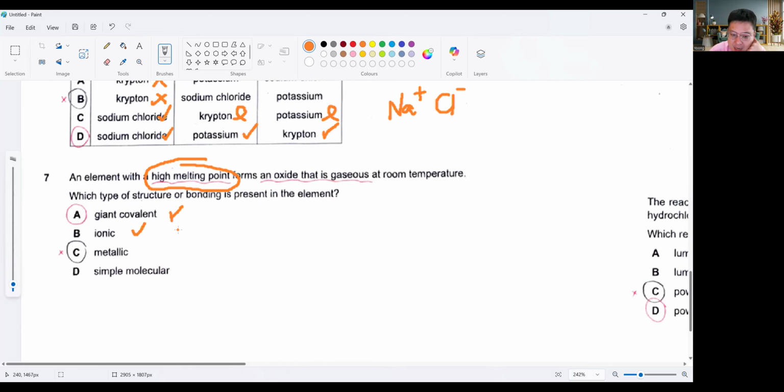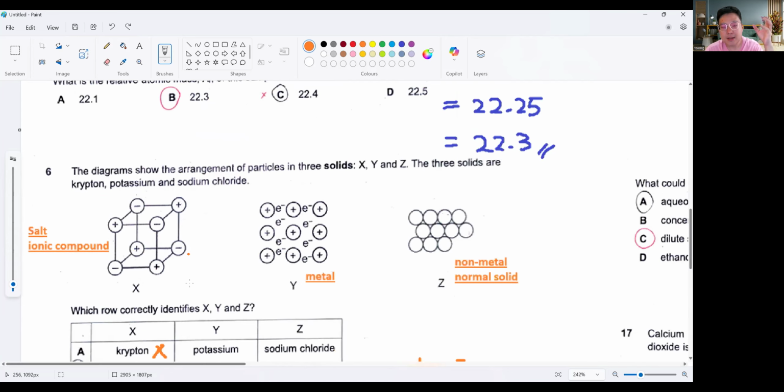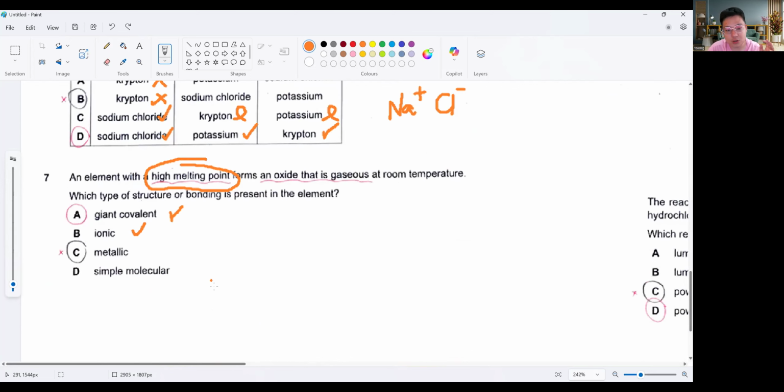yes, most of the time ionic has a high melting point because it's plus and minus, which we just learned in the previous question. Ionic compound is plus and minus. The attraction force between plus and minus is very strong. So yeah, they normally have a high melting point. Metallic also, they have a high melting point.